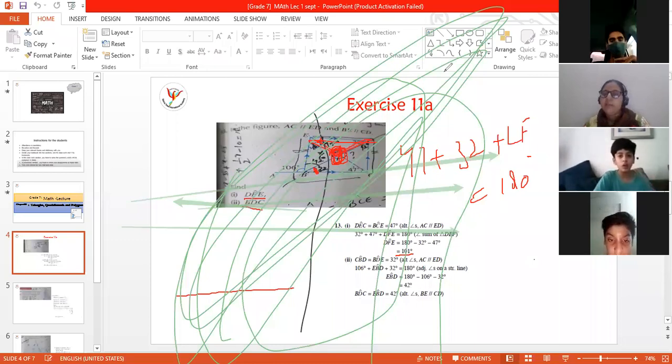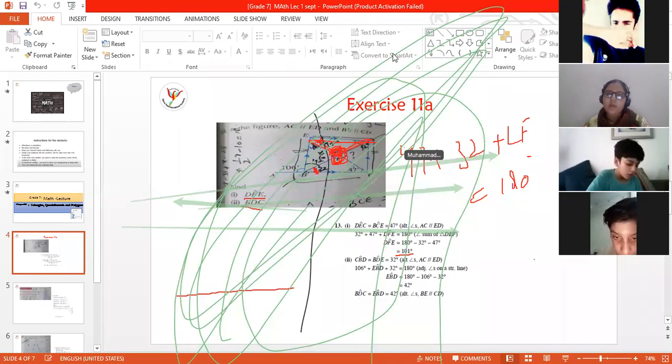Yes, definitely. But we are not supposed to find all the angles of angle F. We have to find only angle DFE, which is on the upper side of the triangle. Okay, ma'am. Right? Okay.